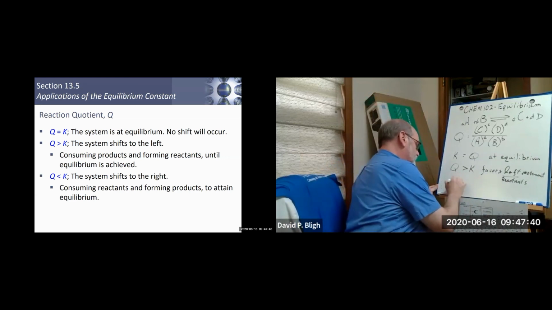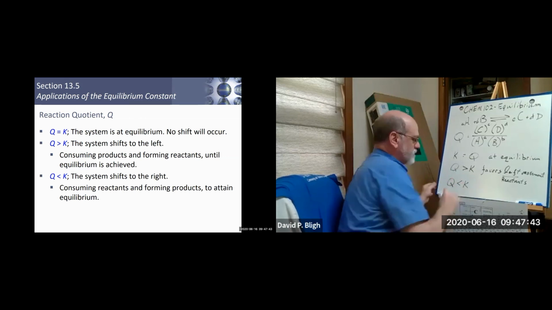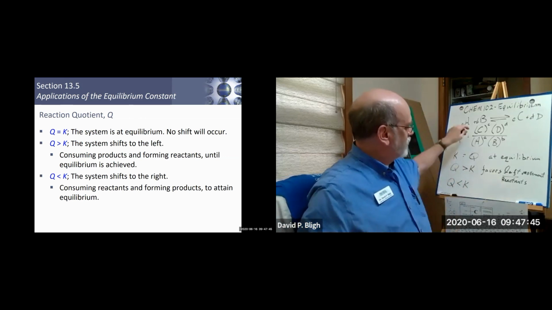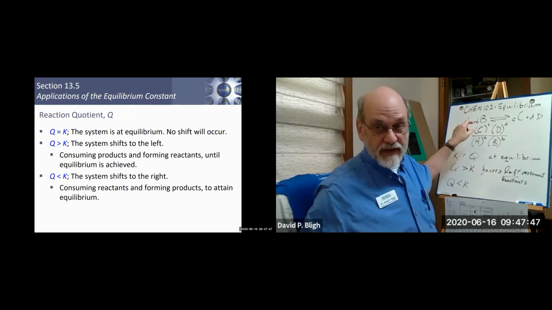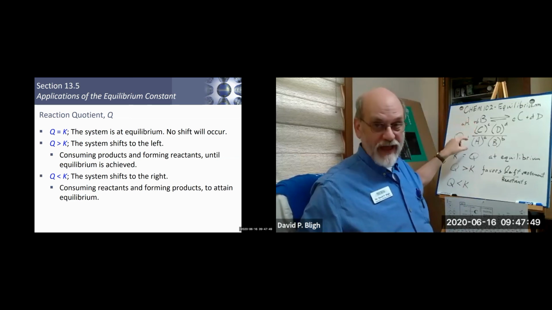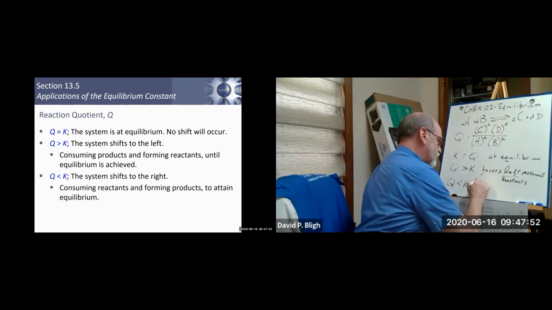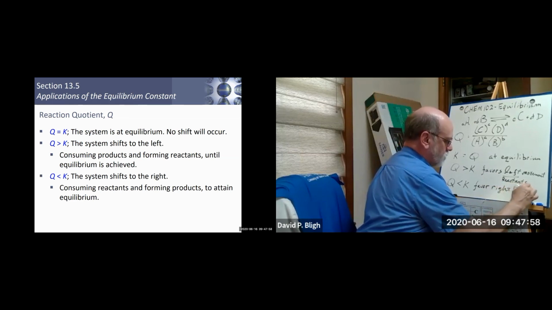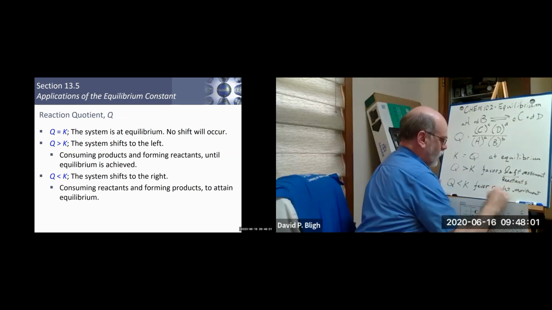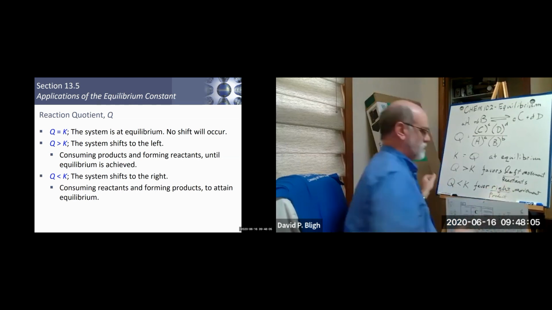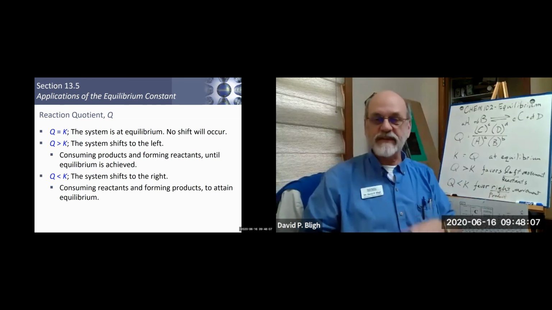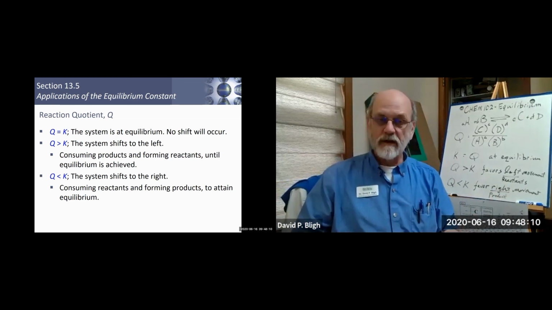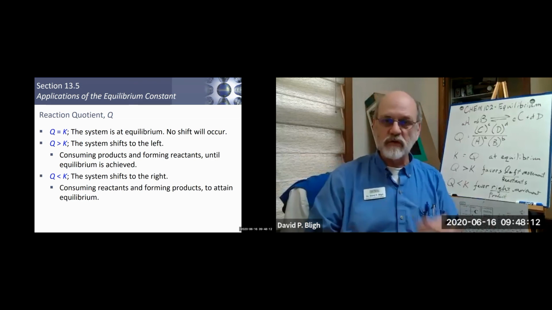So obviously, if Q is less than K, we have less product than we would expect at equilibrium and more reactant, which means we favor right movement or product movement. Okay? So that's how you use the Q value to determine which way your reaction is going to move.